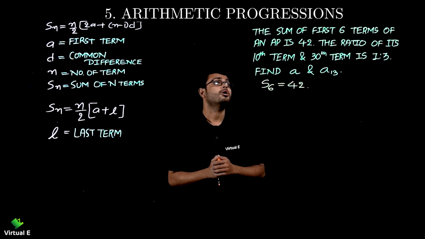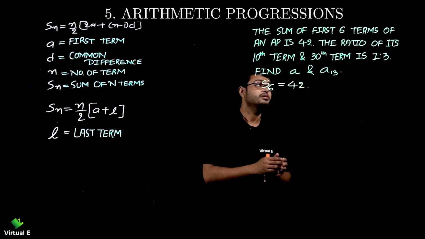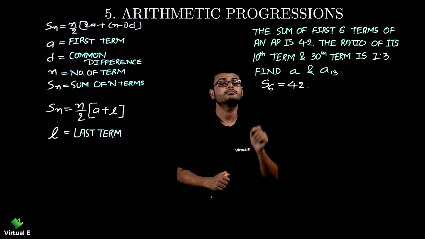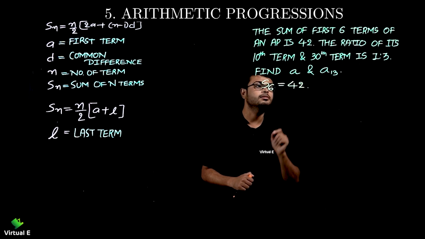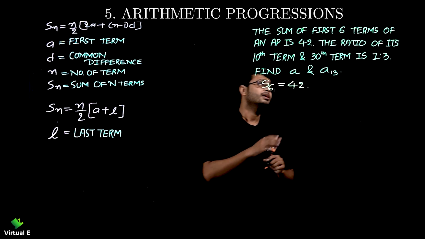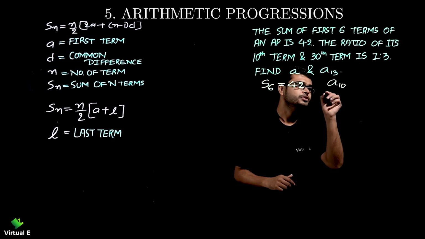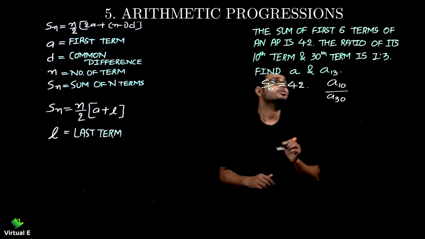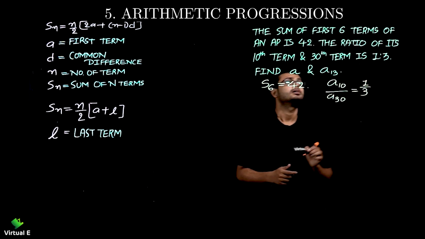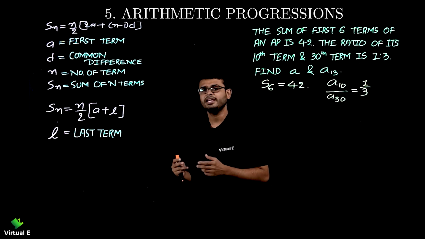Then the ratio. Here a ratio is given; first time ever we are discussing ratio in this chapter. Be careful how to deal with these questions. The ratio of its 10th term and 30th term is 1 by 3. So 10th term is A10 and 30th term is A30. So what will I get if I take the ratio? I will be getting 1 by 3. And what do we need to find? Find A and A13.